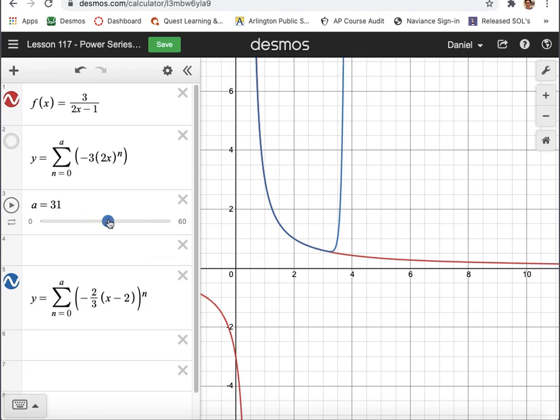If we add a lot more terms here, we can see that it got even closer to 3/2, but it's never really getting there. That's as far as we're going to be able to match, even if we added an infinite number of terms.